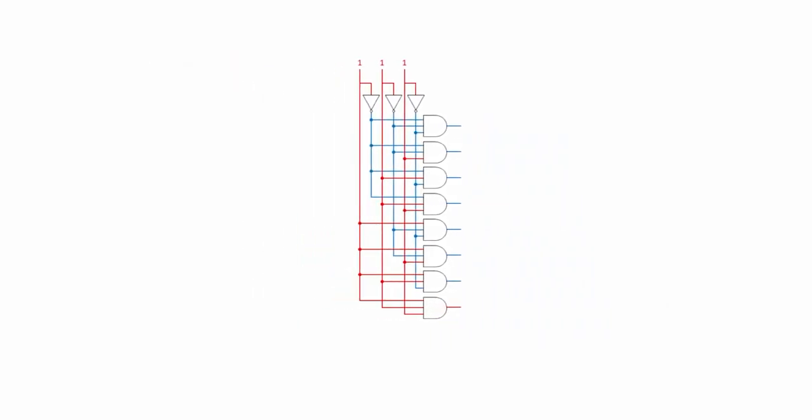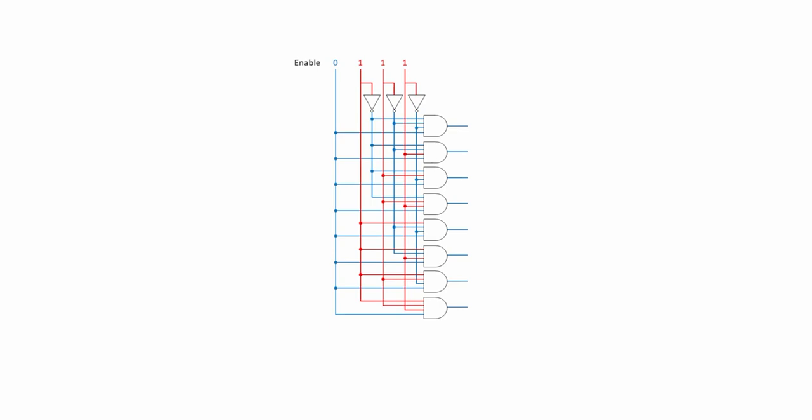A 3 to 8 decoder can be constructed with an extra input whose job is to enable the device. Each AND gate now has 4 inputs instead of 3. Only when the enable input is high does the decoder activate anything at all, according to the selection inputs.